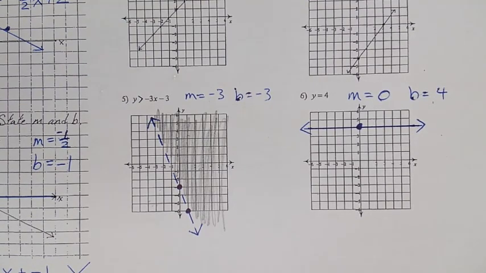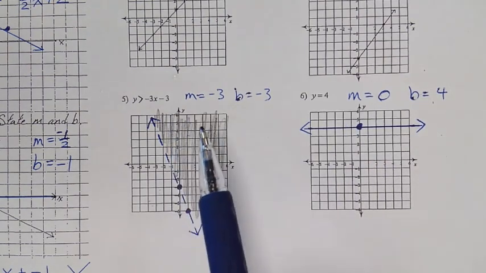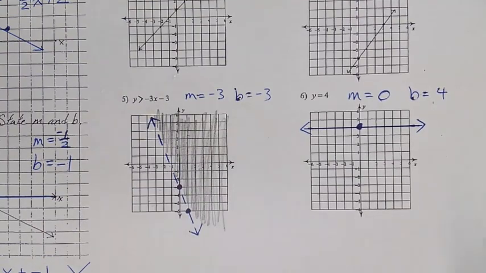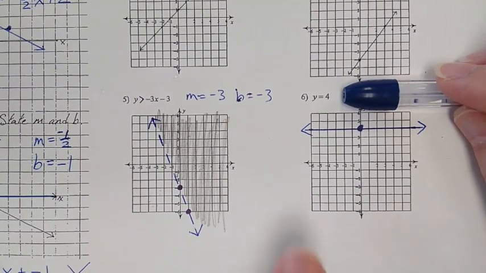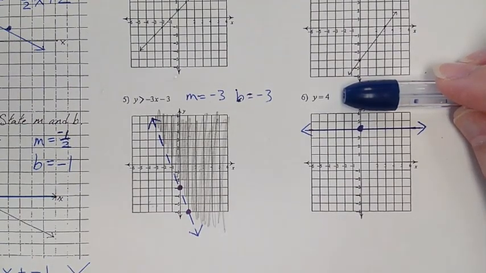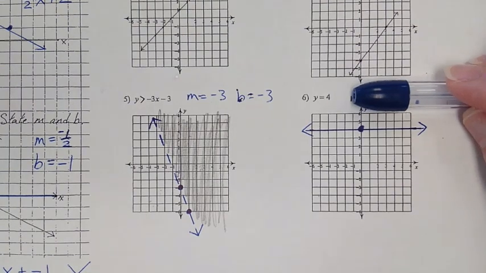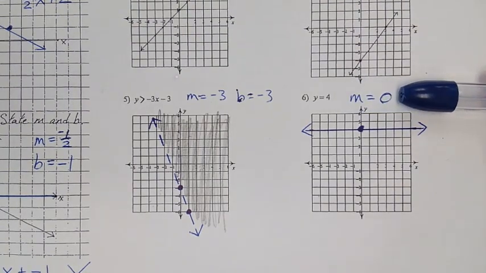Okay. So don't forget to shade in when it's an inequality. All right. y equals 4. What's your slope? Sorry? 0, because there's no x, so it's like 0x. And what's your y-intercept? 4. So I'll put a point on the floor.